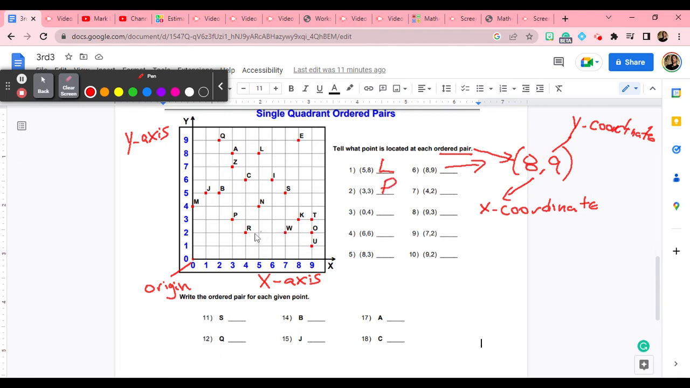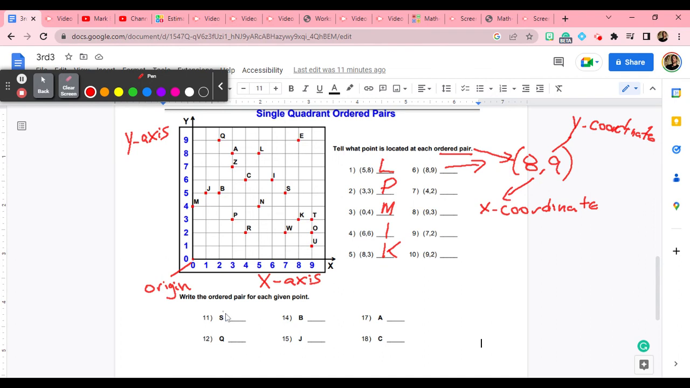Okay, the next one, 0 across. That means we don't even crawl anywhere, but we are still going to climb 4. So we still have to know how far we crawl before we climb. In this case, we crawled 0 and climbed 4, and that would be M. Okay, and the next one, 6, 6, we would crawl 6 before climbing 6. That would put us at I. And the last one, we would crawl across 8 and climb 3. That puts us at K.